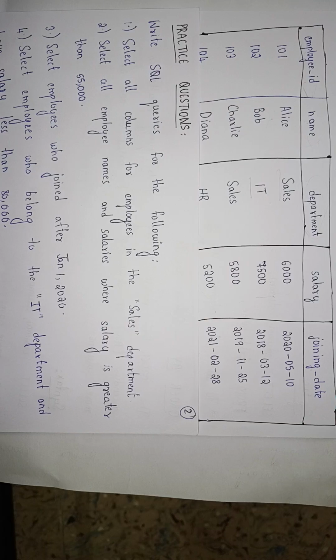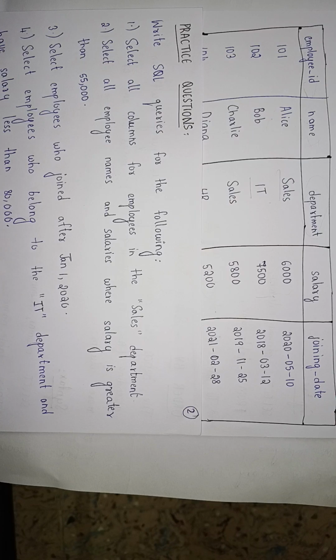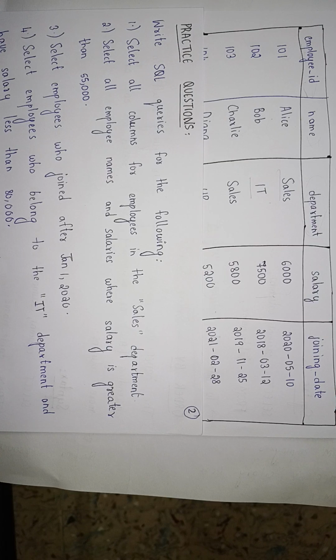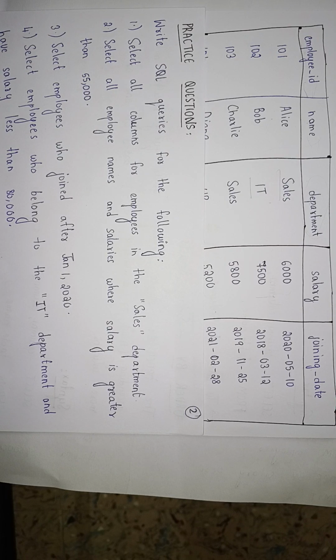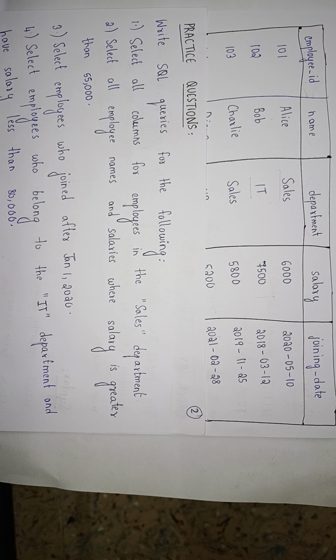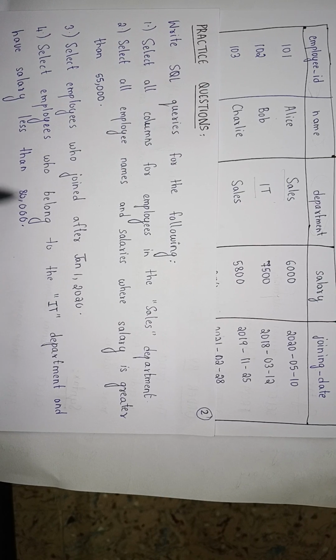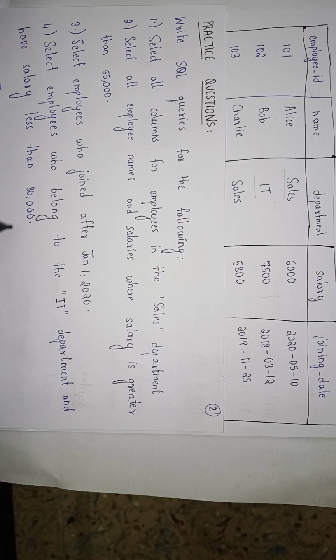For this table, I have given some practice questions. Please pause this video and solve it. Write SQL queries for the following. Select all columns for employees in the sales department. If you have to select all columns, you have to use star from employees. Next, where department equal to sales, that you have to mention. Select all employee names and salary where salary is greater than 55,000. Select employees who joined after Jan 1st, 2020. Select employees who belong to the IT department and have salary less than 80,000.